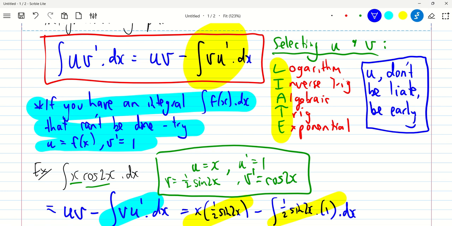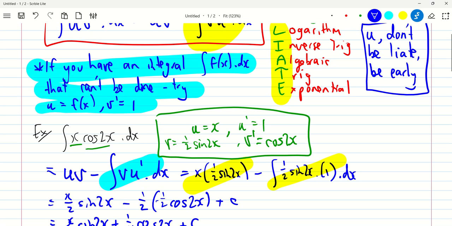In other words, your function v dash is just 1. And so you multiply whatever the function is by 1. That's what you've got. And maybe that might get you out of jail and you might be able to simplify this. So let's have a look.